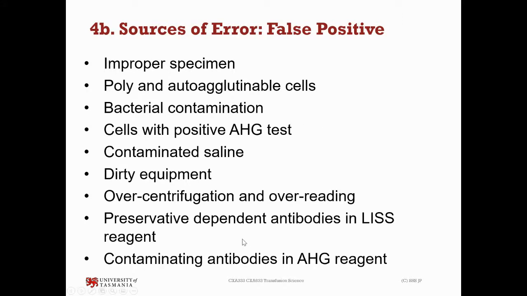We can get what we call antibodies that will interact with some of the reagents that we're using. So one of our very rare group discrepancies is that there are some antigens on the surface that will react with the anti-B antisera in the ABO blood grouping. And similarly, it's very, very rare, but you can actually get preservative-dependent antibodies using our low ionic strength solution. So there are a number of sources of error for false positives.